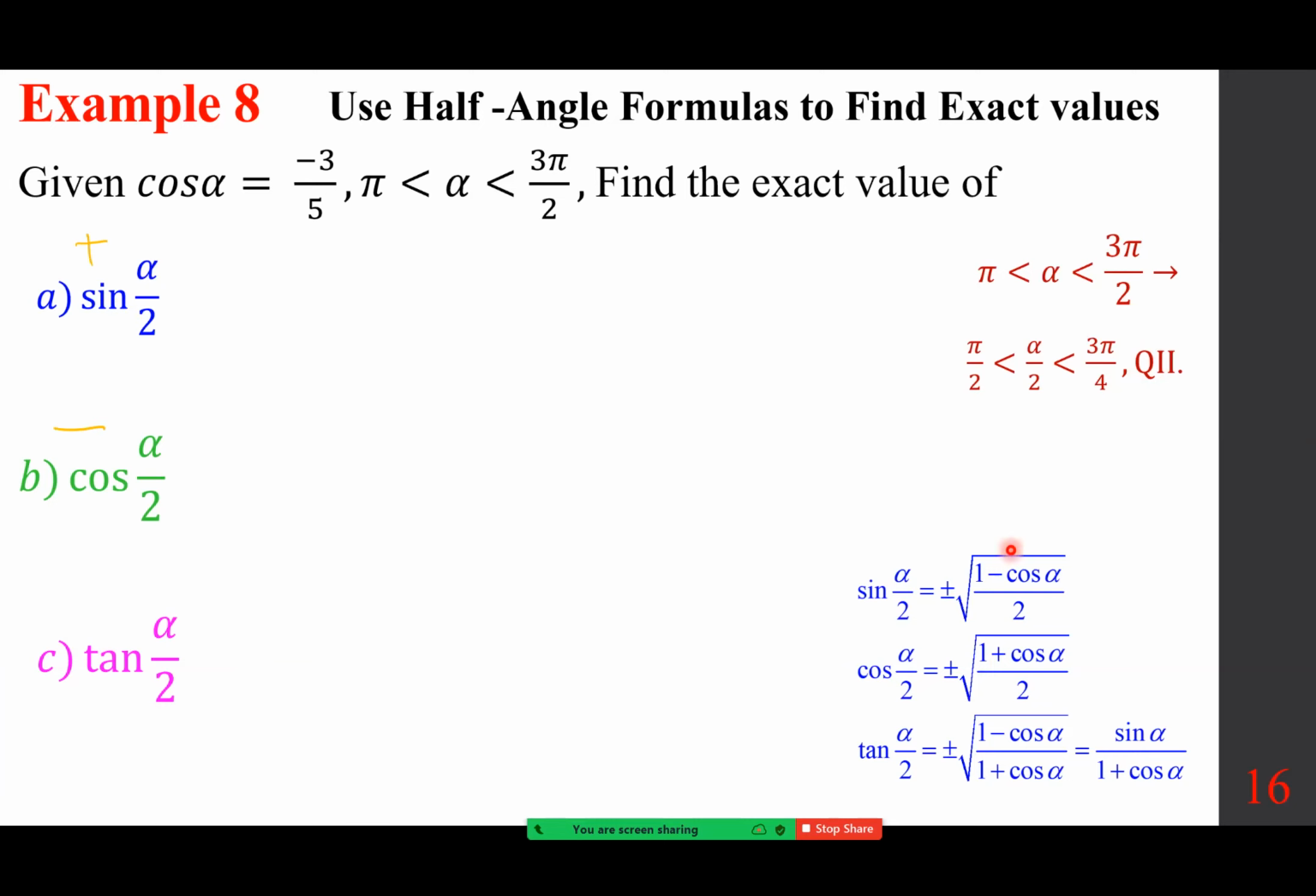So for sine, we use this formula with the plus sign. So square root of 1 minus cosine alpha over 2. So I'm not going to rewrite that. Square root of 1 minus negative 3 over 5 divided by 2. So I'm using this formula with the plus sign because we established in quadrant 2 sine is positive. So 1 plus 3 over 5 makes it 8 over 5.